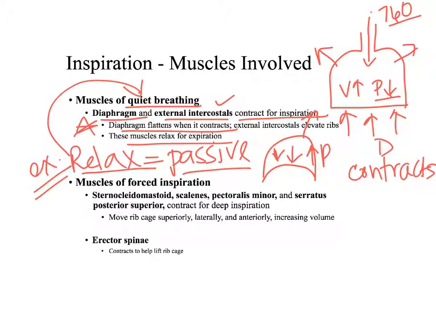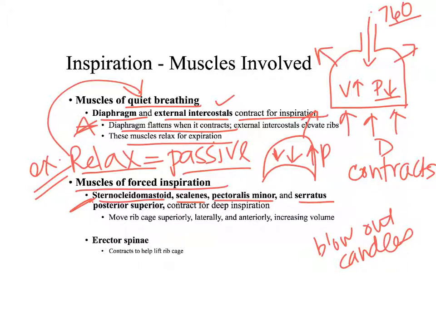Okay, now forced inspiration. If you're going to, I don't know, blow out the birthday candles, you're going to take a deep breath in. So you're going to use extra muscles: the sternocleidomastoid, the scalenes, the pec minor, and the serratus anterior. So we make it bigger. We're going to move the rib cage up superiorly, out laterally, and anteriorly.